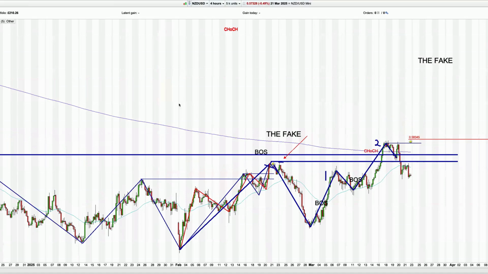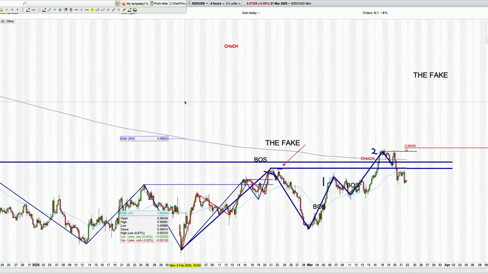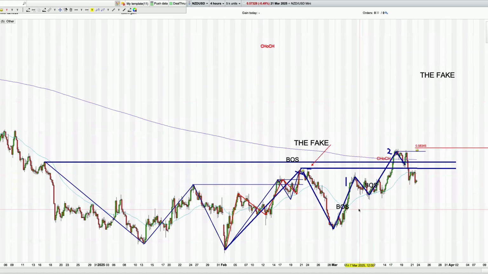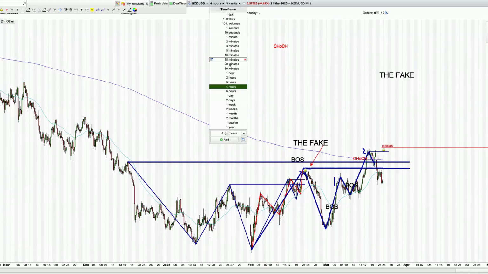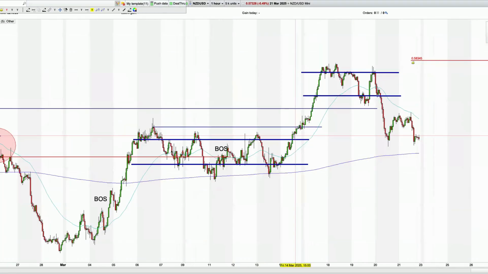NZD USD is much like AUD USD. It has made an important move here. This is one and this is two. And for me, it's a little bit tricky to work out. It looks simple enough, but there's a little bit more. So we've made the structure here.